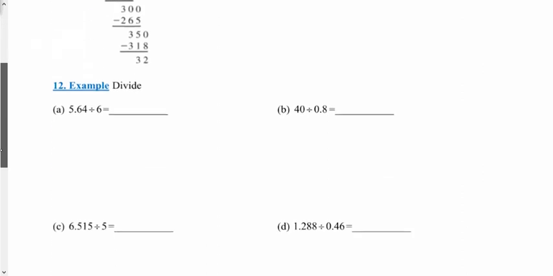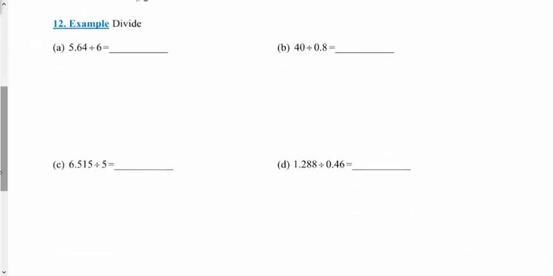Now let's you and me work a couple together. Don't make me do all the work here. Make sure you're doing it too. All right, so we've got 5.64 divided by 6. And when I go to write this in long division format, I'll have 5.64 divided by 6.